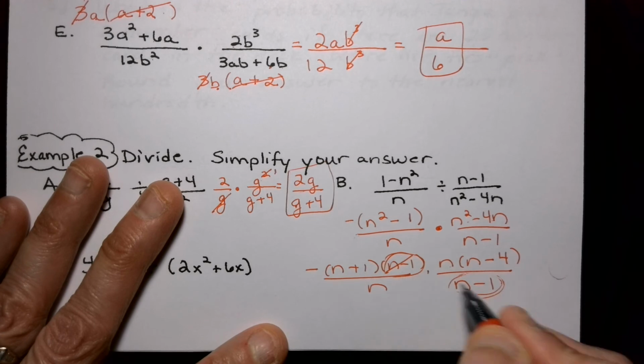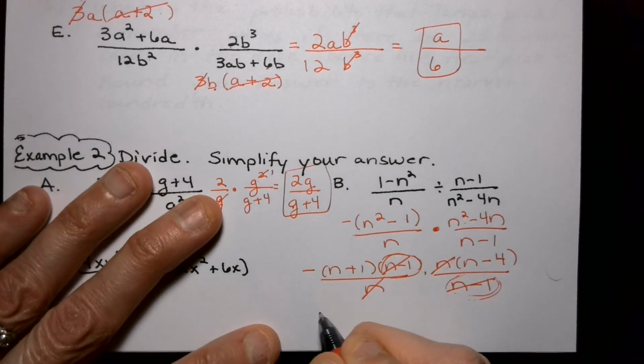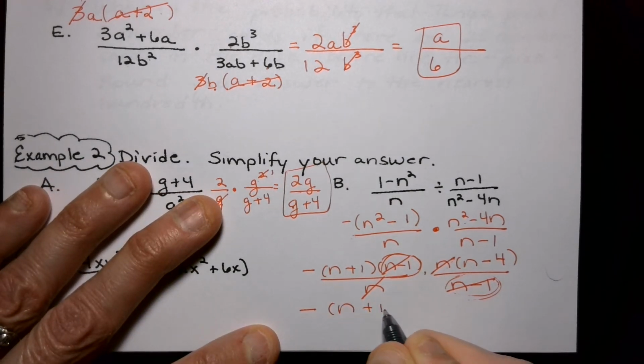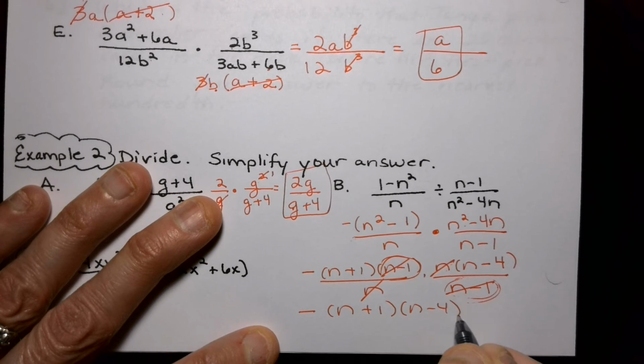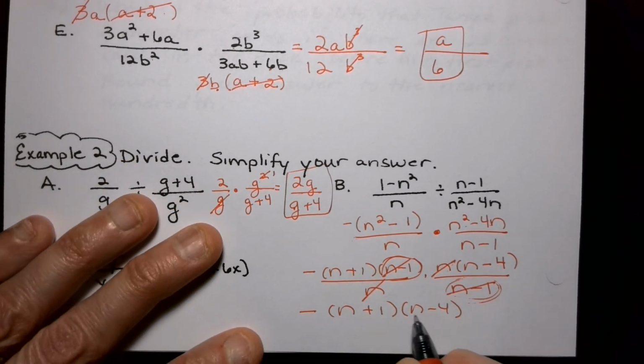So those are gone. What else is there? Oh, yeah, the n's are gone. Those are separate. So it looks like I just have a negative n plus 1 times n minus 4. We are going to multiply these out now.